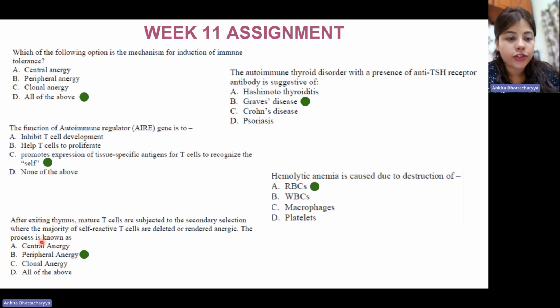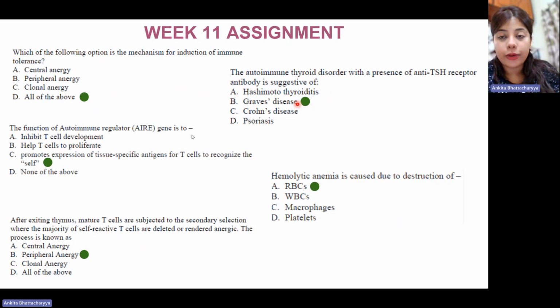Then, after exiting the thymus, mature T cells are subjected to secondary selection, where the majority of self-reactive T cells are deleted or are rendered anergic. So what is this process known as? What you need to keep in mind is the location at which anergy is being mentioned, because cellular anergy is maintained at both levels. But we are specifically being asked about the anergy that sets in after T cells have exited the thymus and their selection is being carried out, and therefore this process would be known as peripheral anergy or peripheral selection of T cells. So the correct option would be option B.